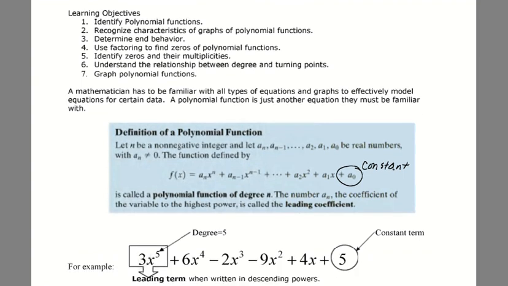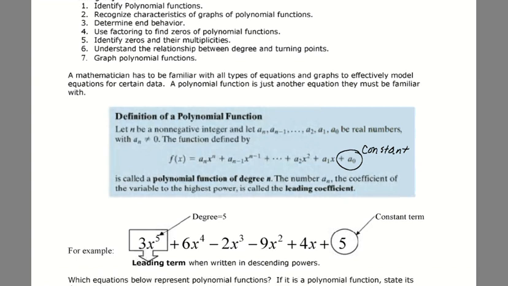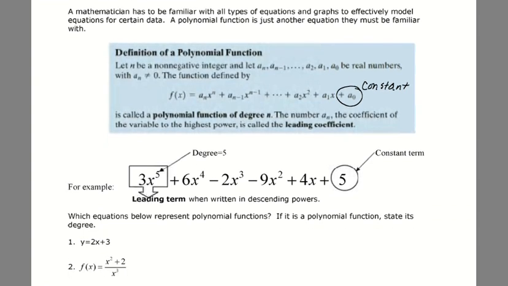So when we're looking at polynomial functions, this first term, when it's in descending power, is called the leading term. And the degree on that leading term tells you the degree of your polynomial. So since it's a degree of 5, it's a 5th degree polynomial function. Notice that the degrees are in descending powers, highest power to lowest power. Our last term there is a constant. Quadratic, again, was just a special form.